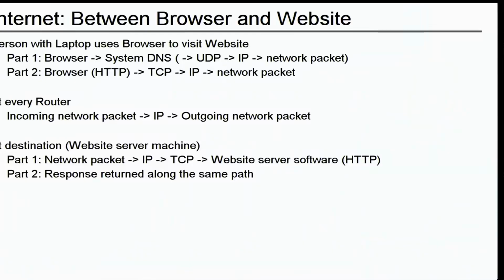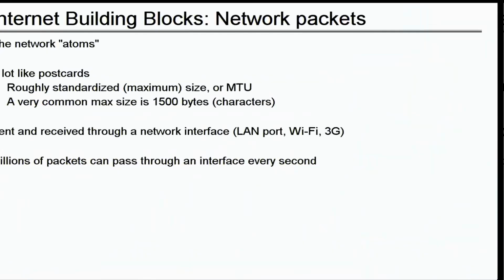So let's look at all these different building blocks, right? So let's start with the smallest one, the network packet. I talked about packets going back and forth. So the packet, or a packet, is sort of the atom on the network. It's the smallest useful unit that is sent or processed by the network.